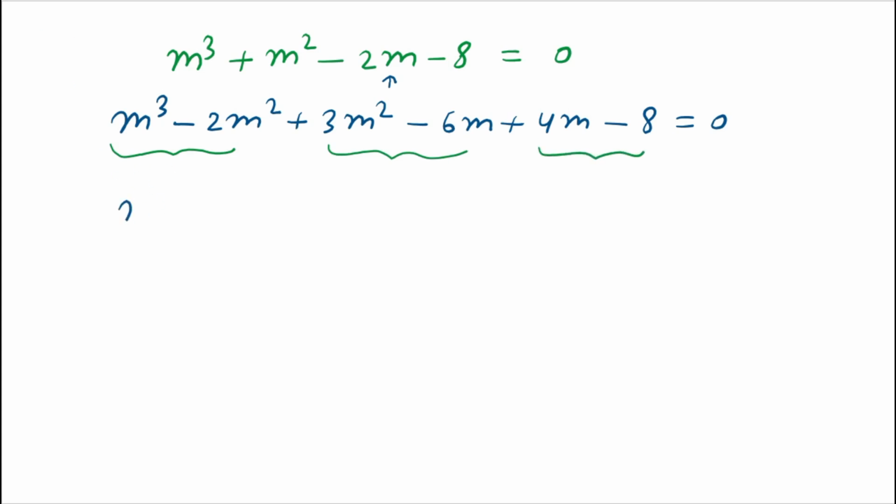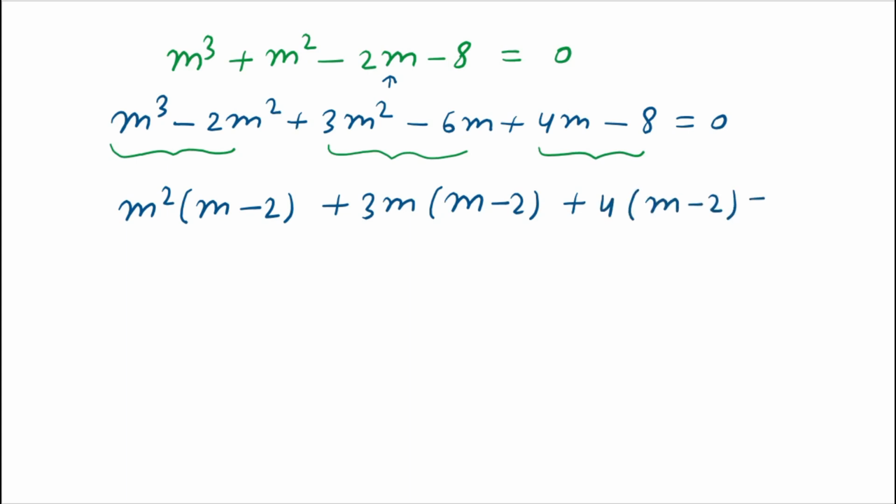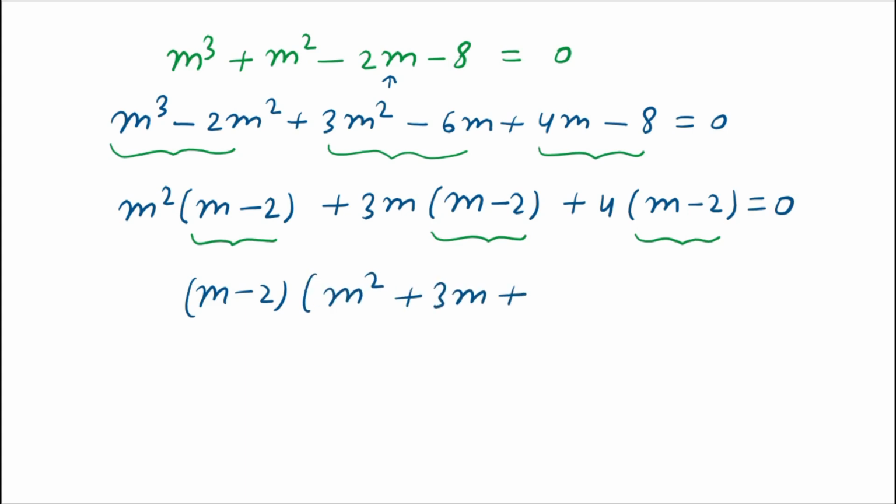Here if we take common m square, then you will get m minus 2. Here if we take common 3m, then you will get m minus 2. And here if we take common 4, then you will get m minus 2, and this is equal to 0. m minus 2 is a factor of this cubic equation. So if we take common m minus 2, then you will get m square plus 3m plus 4 equal to 0.